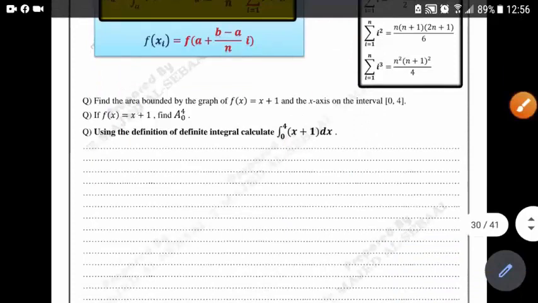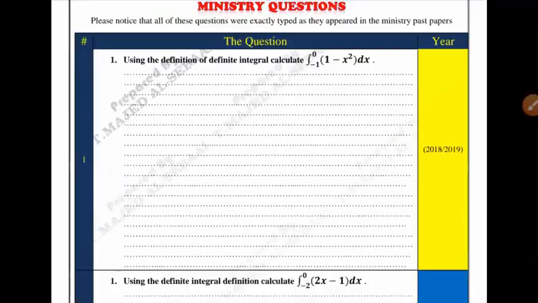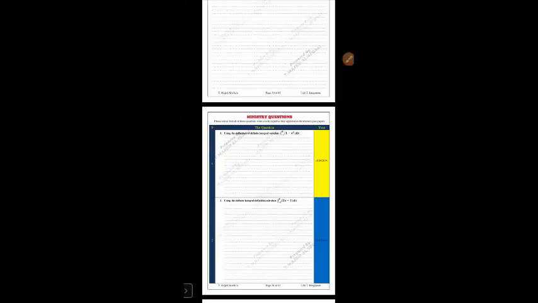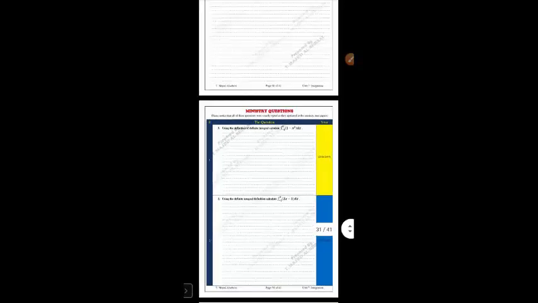the ministry questions. See, the ministry question, if you look back, 2018, 2019, there is a question using the definition of the definite integral. See, calculate this integration. Before last year, there was a question about it. Let's go further: from 2016, 2017, there was a question. 2015, 2016, there is a question. And even the years before, there is a question.